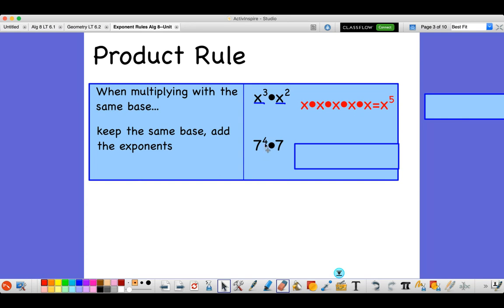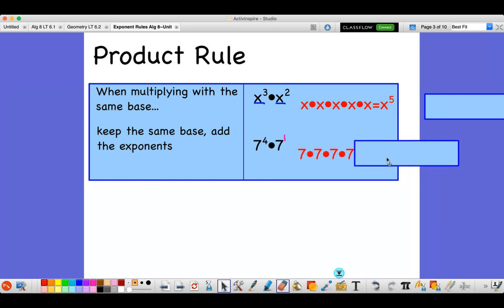Now looking at 7 to the fourth times 7, what would be the exponent on that 7? That would just be a 1. So it just tells us how many 7s we have there. And so if we were going to expand this, 7 to the fourth would be 1, 2, 3, 4 7s multiplied, and then we put one more for the other 7, so 7 to the fifth power.